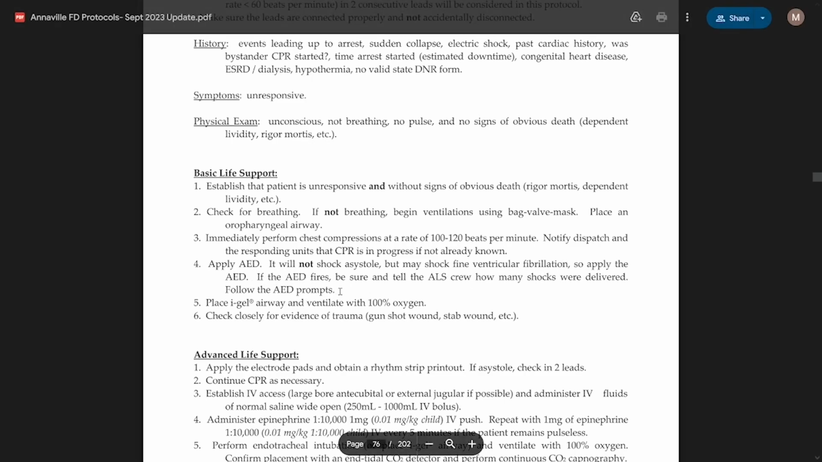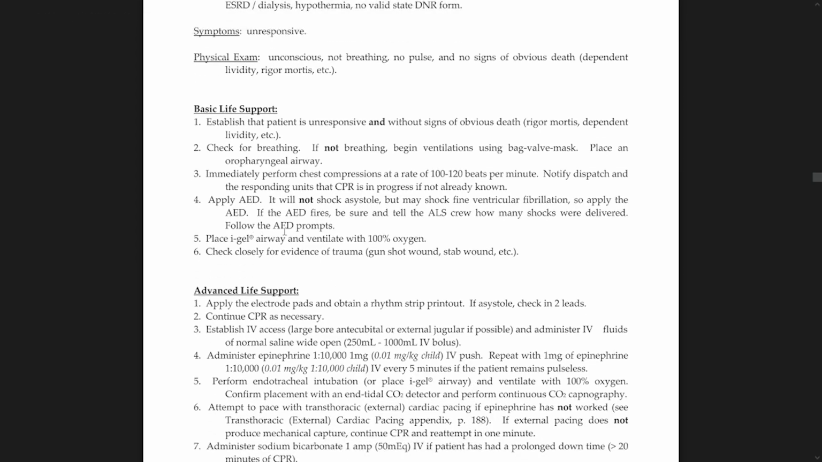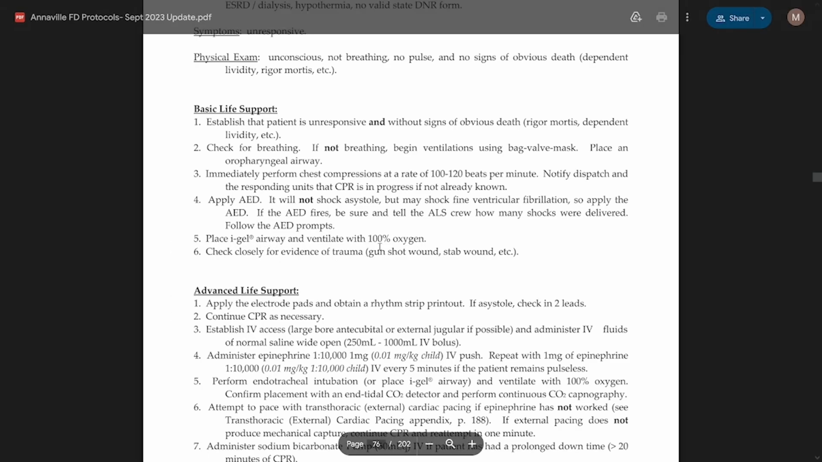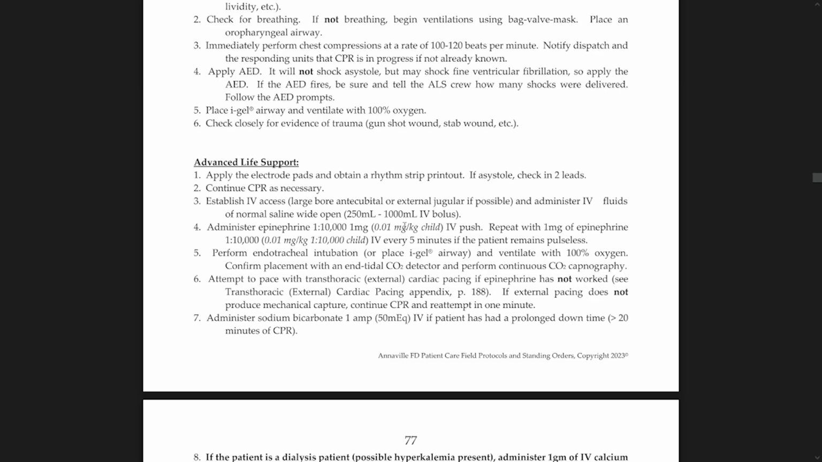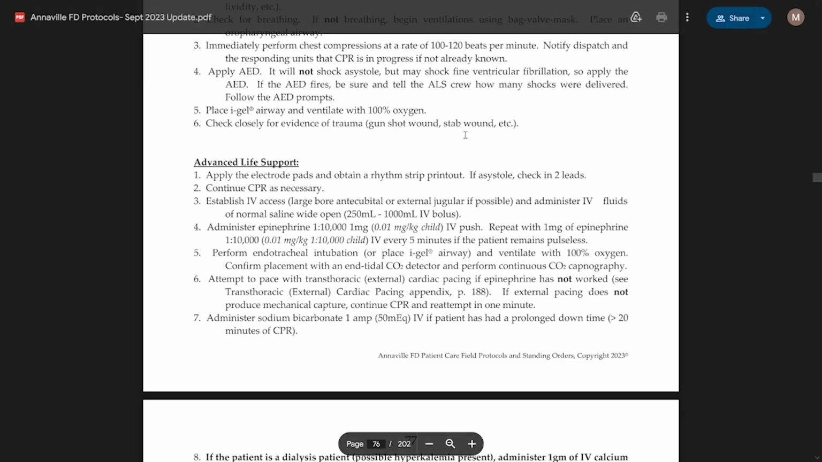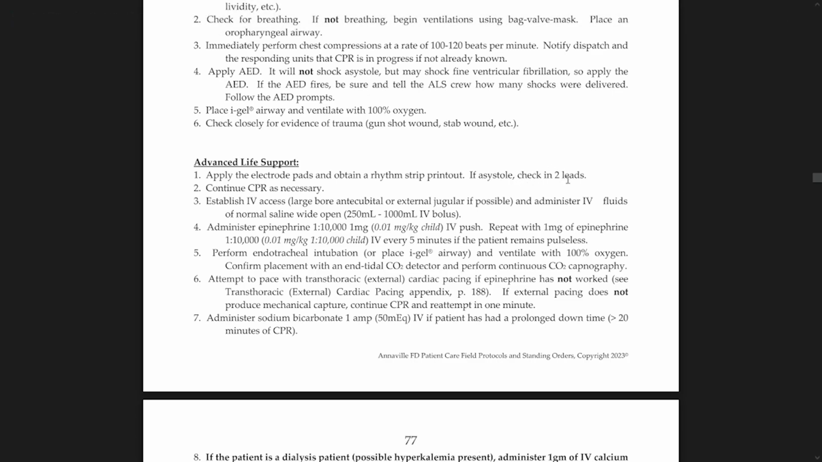Follow the AED prompts. Place an i-gel airway device, and ventilate with 100% oxygen. Check closely for evidence of trauma, gunshot wound, stab wound, etc. For ALS, or advanced life support, apply the electrode pads and obtain a rhythm strip printout. If asystole, check in 2 leads.